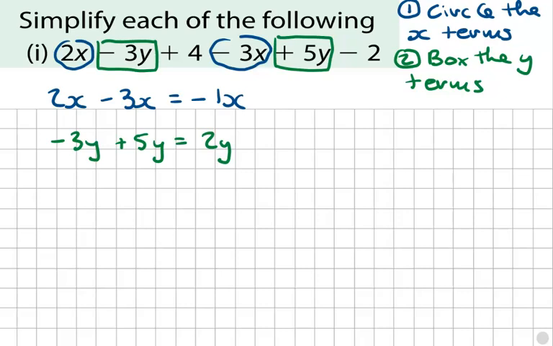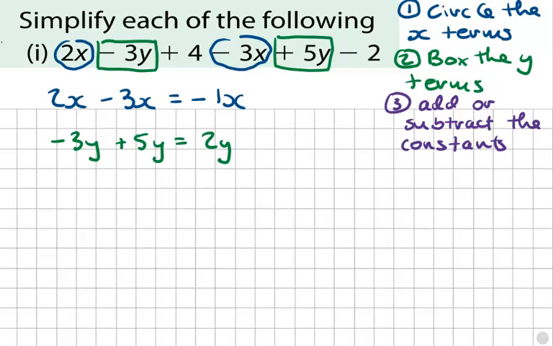Notice that the powers don't change. And I know you can't see any powers, but x on its own, for example, is really x to the power of 1. So 2x is really 2x to the power of 1. And minus 3x is really minus 3x to the power of 1. And the answer is minus 1x to the power of 1. So the powers don't change. So just be very, very careful, because when you're adding and subtracting like terms, the powers don't change. However, if we're multiplying or dividing, the powers do change.